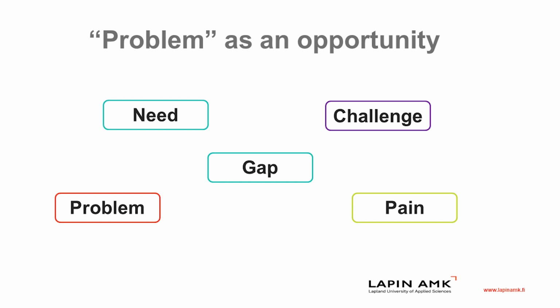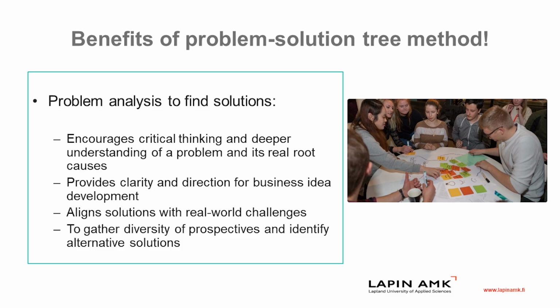Problem as a term has many synonyms. A problem can be some kind of need, it can be a gap in the market, or a challenge, or even a pain, some customer pain as we call it. So what are the benefits of the problem solution tree method?